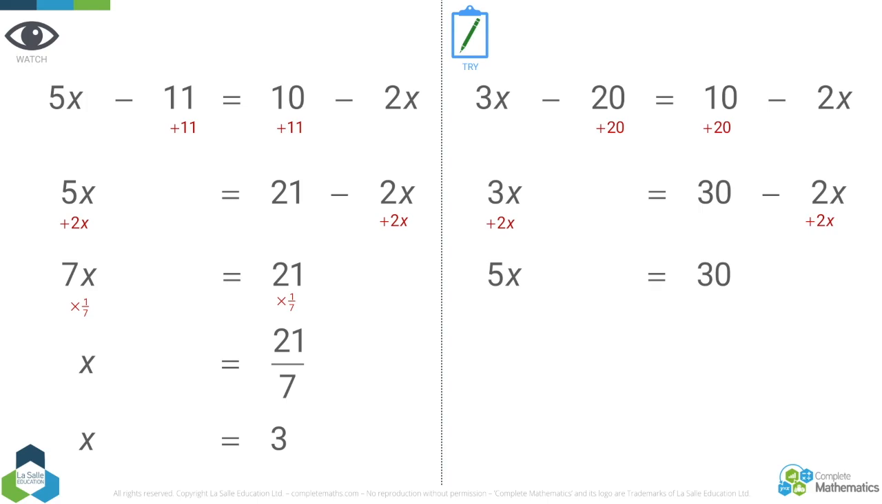So again, I want to share into 5 equal groups because I want to isolate 1x. And how do I model that? Well, I say I'm going to multiply by 1/5 and do the same to both left and right.